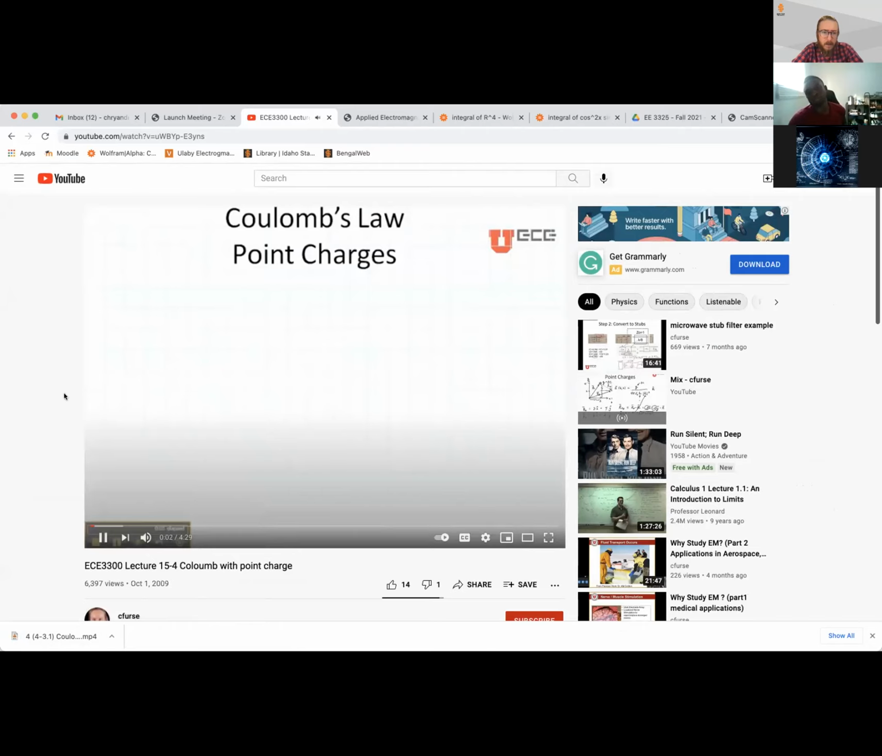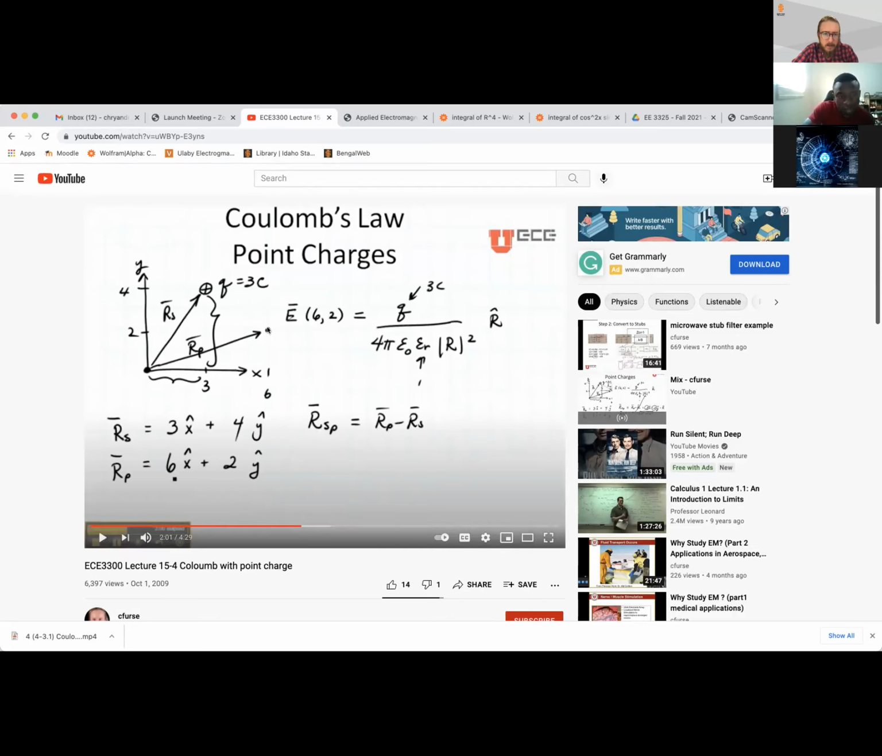Now let's do a specific example. I'm going to do this one in two dimensions. This one is a specific example for you. She has these charges, the charge here, and then the point here, and she finds the electric field due to that point.